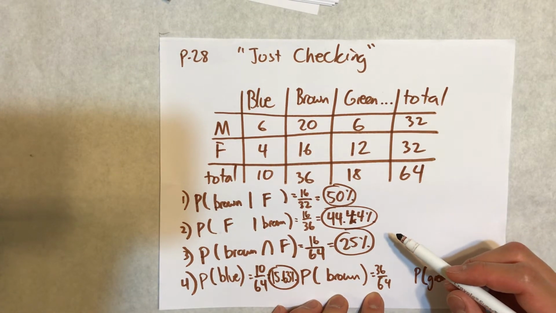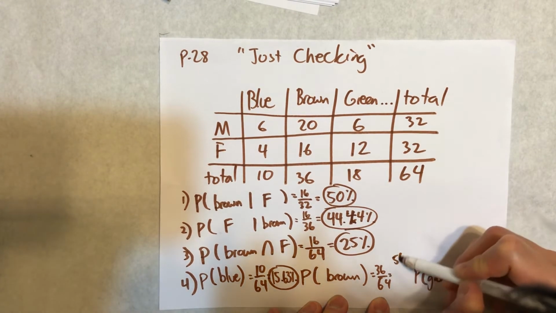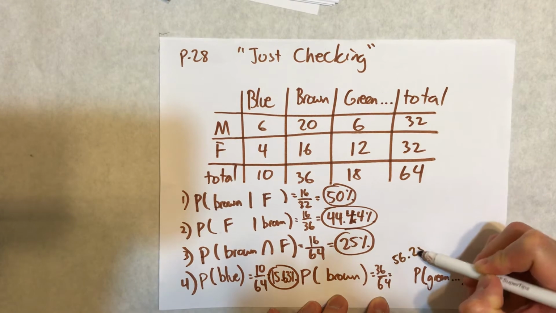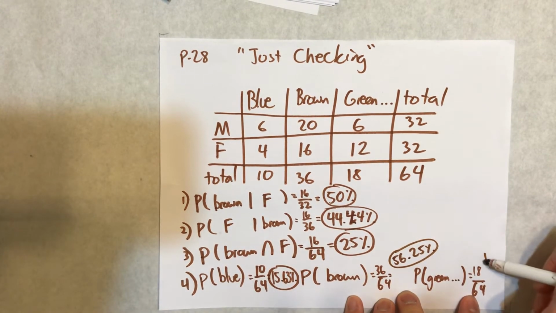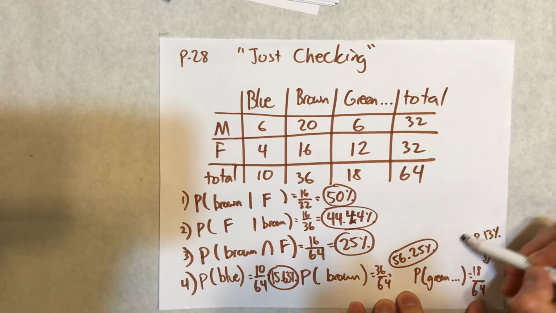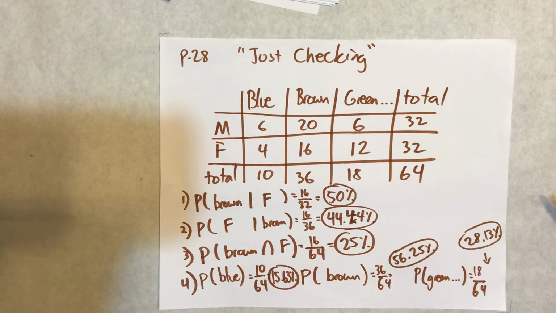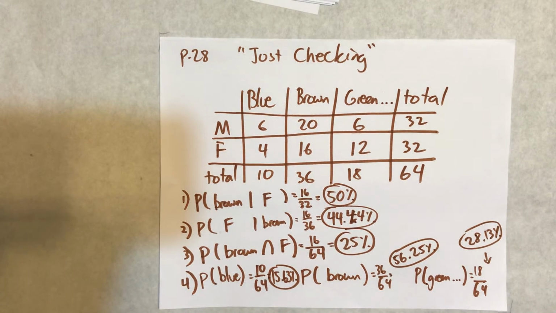Brown. So this is 56.25. And then this one right here, we come out to 28.13. Okay, please pause the video, digest this stuff, okay? All right, we're going to move on to number 5.